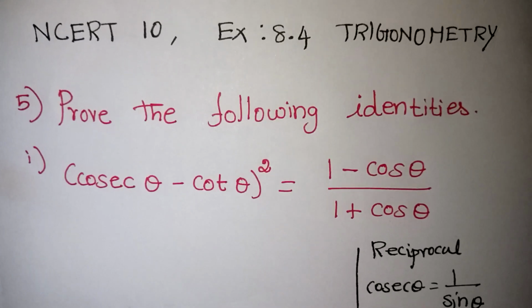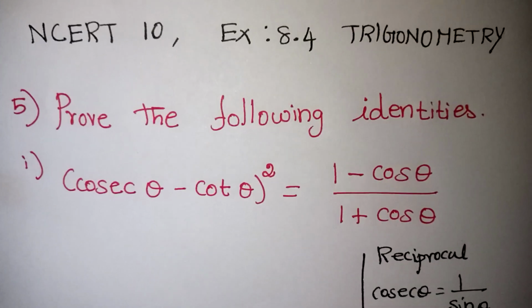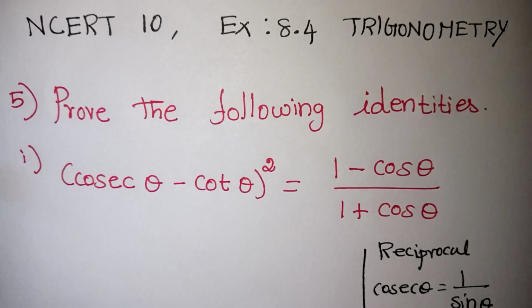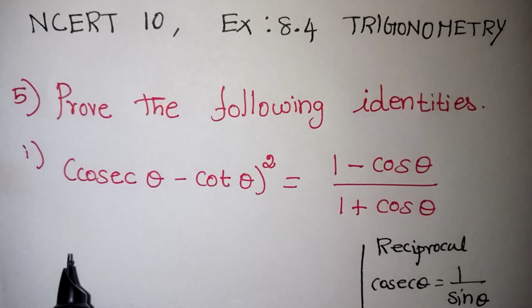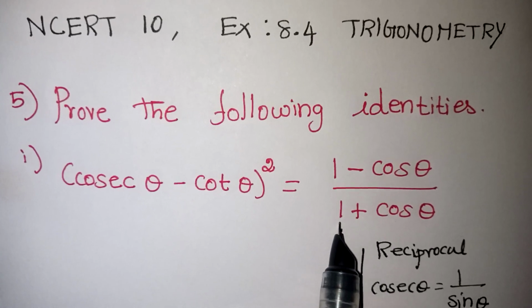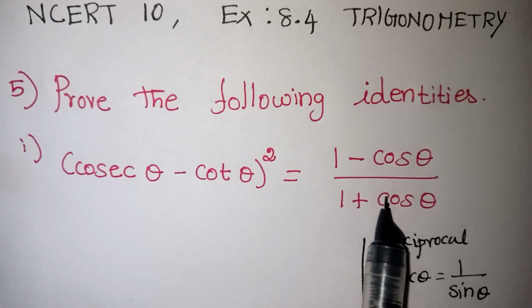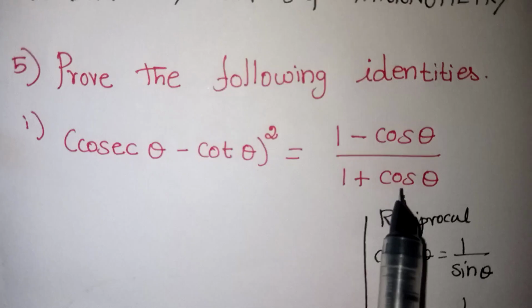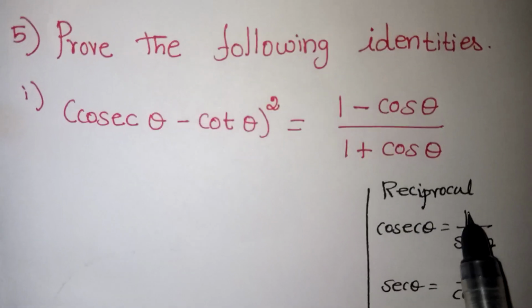Hi students, in this video we are going to learn exercise number 8.4 from trigonometry, question number 5. They have given us (cosecant theta minus cot theta) the whole square equal to (1 minus cos theta) by (1 plus cos theta). Before proving this one we need some basic things, that is reciprocals.